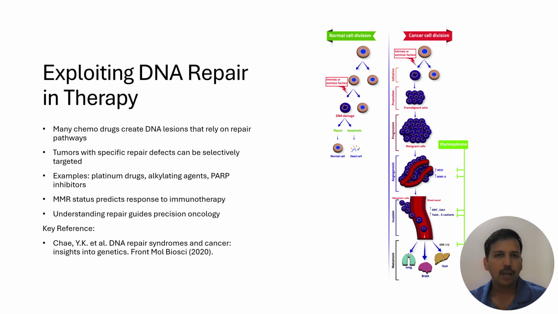For example, tumors deficient in homologous recombination repair, such as BRCA1/2 mutations, are exquisitely sensitive to PARP inhibitors, which block single-strand break repair. For MMR, knowing whether the tumor is MMR deficient, MSI-high, or repair proficient helps predict response to immune checkpoint inhibitors. MSI-high tumors tend to respond better because their high mutation load makes them more immunogenic. As precision oncology advances, detailed knowledge of which repair pathways are intact or defective in a given tumor increasingly shapes drug choice and combination.